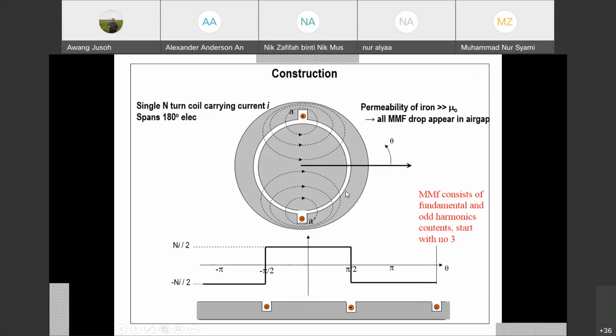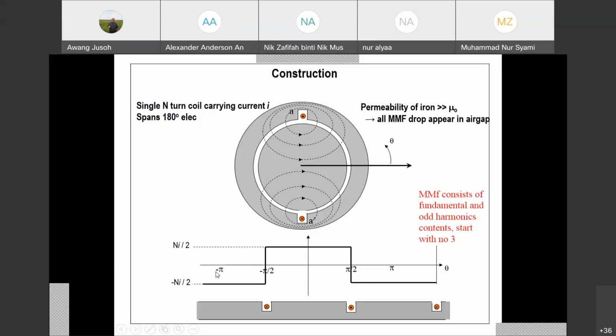This is theta in degrees, and here you have phase A. You can see the north pole here and the south pole here. From here to here is the north pole, from negative pi over 2 to pi over 2. The flux is equal to MMF, which is Ni, so here it is Ni over 2, half, and this is half like that. So this is the flux or MMF produced by the phase A current.